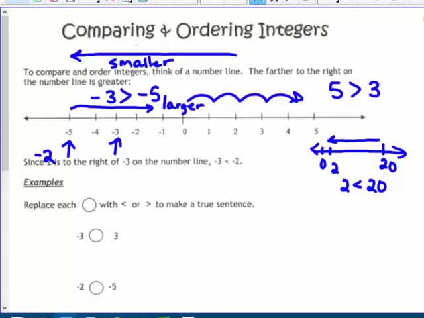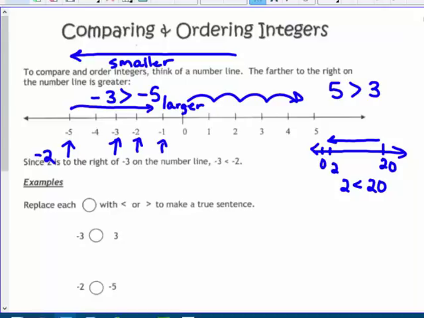Since -2 is to the right of -3 on the number line, -3 is less than -2. So when you're comparing them, in the negatives, the closer the number is to 0, the larger the negative number. Therefore, -1 is the largest negative number. Kind of opposite what you think.